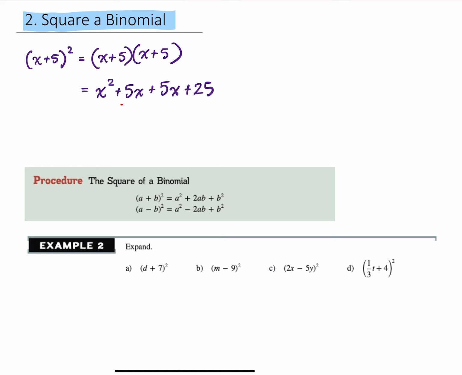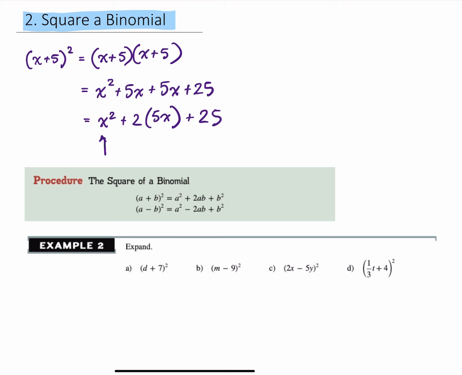This time we have two middle terms that are the same, so they'll combine together. That's x squared plus 10x. But I can write it like this, plus 2 times 5x, just to show this pattern. In reality, I would write that as a 10x. But notice this is our first term squared. If we can consider x our a and 5 is our b, a plus b squared.